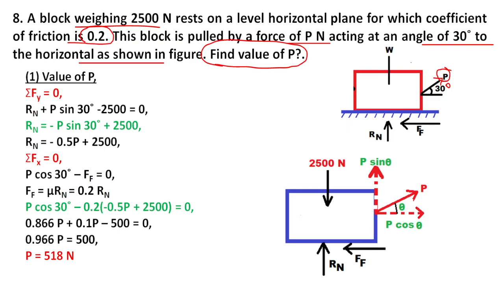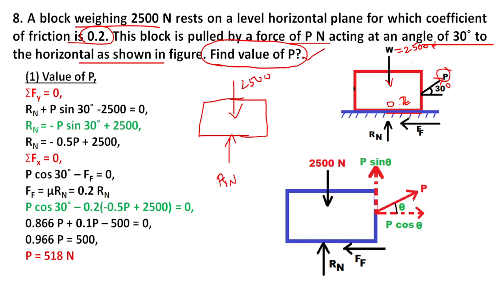To find the value of P, the block is on a horizontal surface. The weight of the block is 2500 Newton, acting in the downward direction. The coefficient of friction between the block and the surface is 0.2. First, draw the free body diagram of the block. The weight of the block, 2500, acts downward, so the normal reaction acts upward, opposite to the weight.